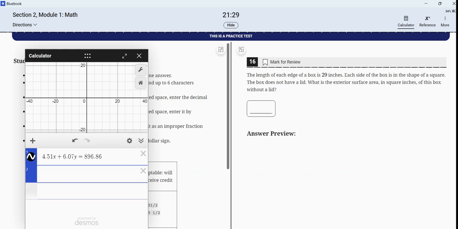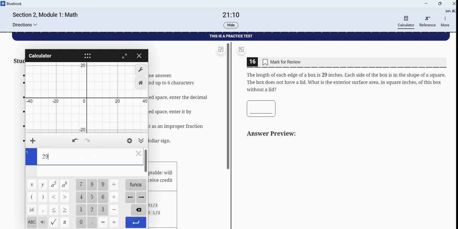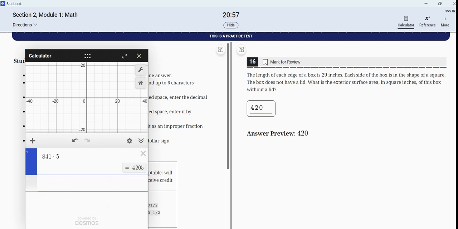The length of each edge of a box is 29 inches. Each side of the box is in the shape of a square. The box does not have a lid. What is the exterior surface area in square inches of this box without a lid? So this one is just surface area, but it would be 5 sides. So 29 times 29 for the area, and then 841 times 5, because it's 5 sides. Sorry.